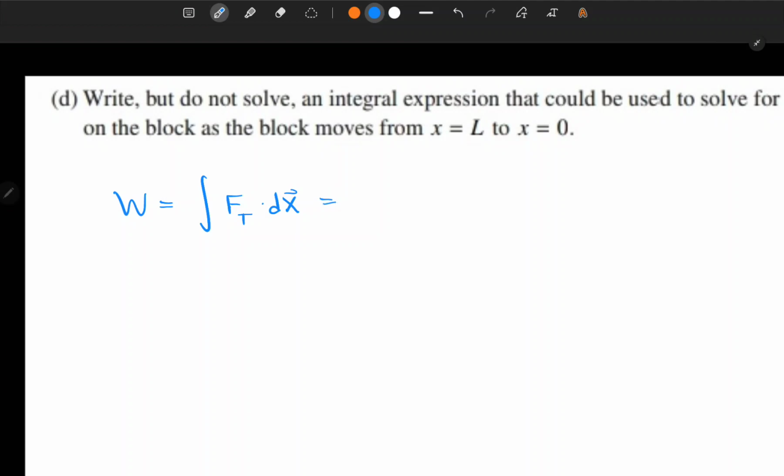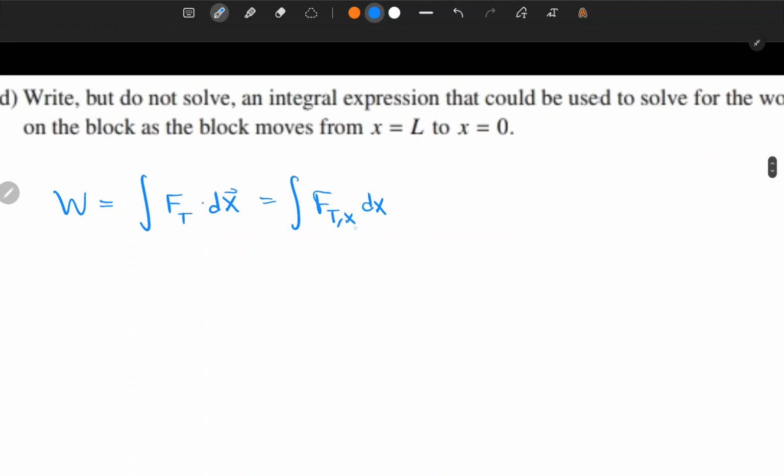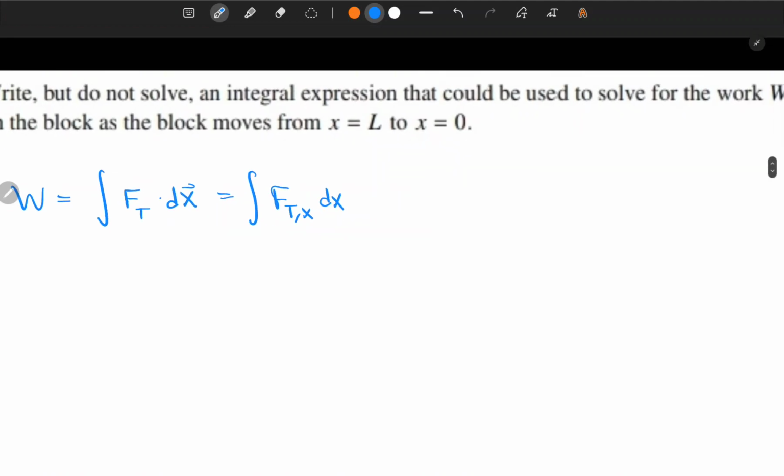Here, since the block is only moving in the x direction, we have an integral only in the x direction. So the dot product goes away and we're only concerned with the x component. Notice if there was motion in the y direction as well, we would have to consider F_T sub y. But because there is no motion in the y direction, we only care about the x component. So the integral here is, well, we have an integral. We want to go from L to 0, as given in the problem here.